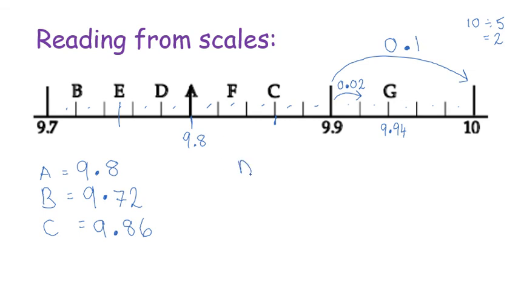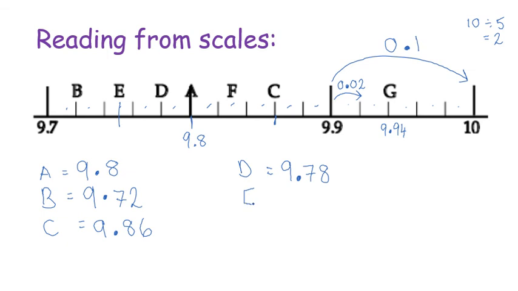Right, let's look at D now. So D, if you want to go backwards from A and take off 0.02, if you had 9.8 here, you would have 9.78, one step before.